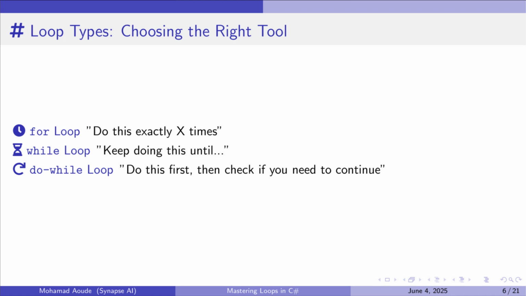C# offers 3 loop types to answer those questions. The for loop, which is ideal when you know exactly how many times to repeat. For example, do this exactly X times. The while loop, which continues as long as a given condition remains true, useful when you don't know in advance how many iterations you need. The do-while loop, which always runs the code block at least once before checking the condition, perfect when you want to guarantee one execution before testing. We'll explore each in depth.